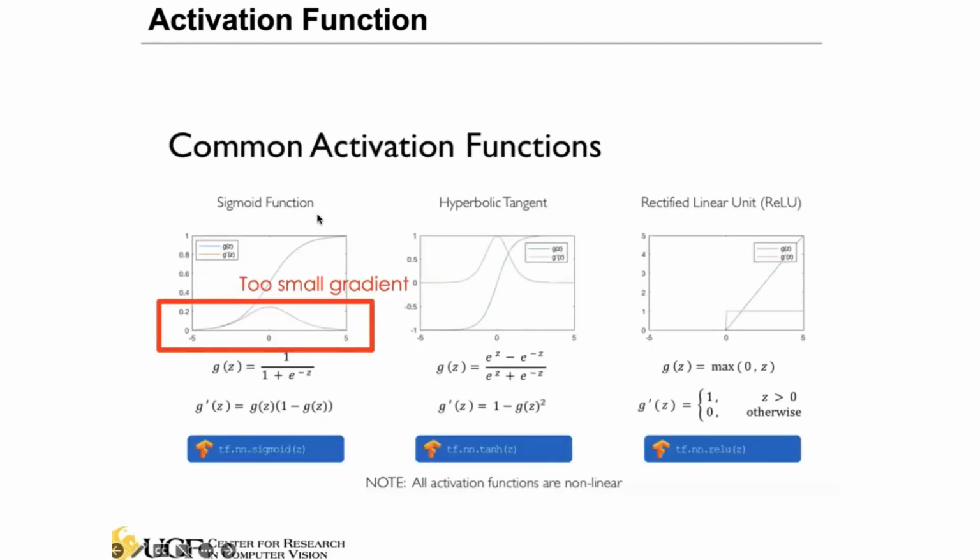So here are the three common activation functions we've talked about. They all have some limitations. For example, the sigmoid function. If we look at the gradient, which is the red curve here, you can see the gradients are very small, all less than maybe 0.4 here.